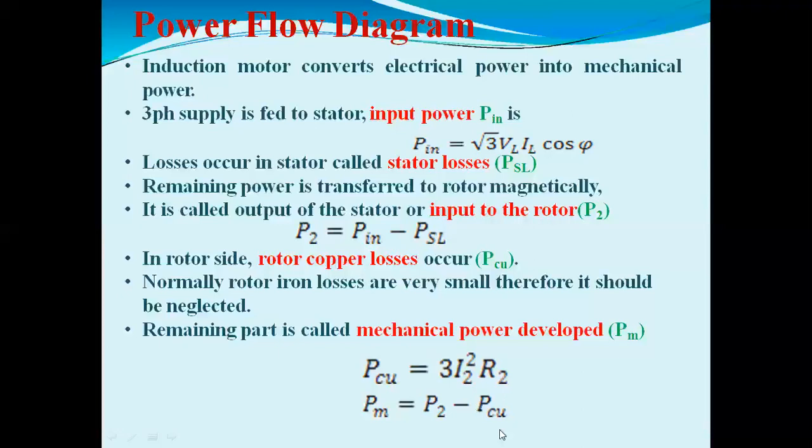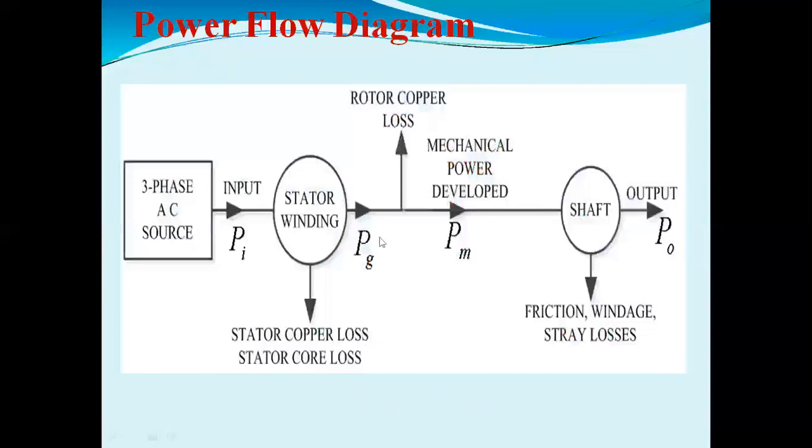So the input power to the rotor minus rotor copper loss will give the mechanical power developed, PM, that we have already seen from that particular diagram. That is, the input power to the rotor, PG or P2, equals PI minus all the losses in the stator. Then PG minus rotor copper loss will give the PM.